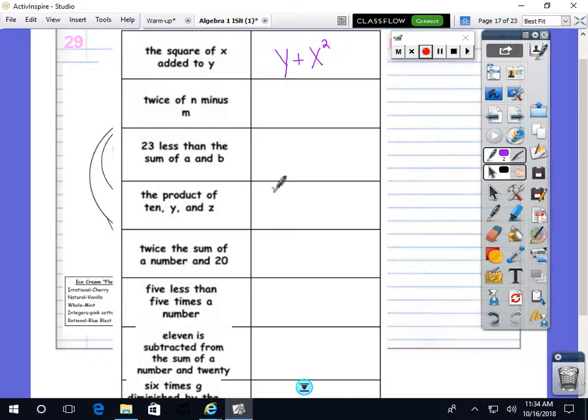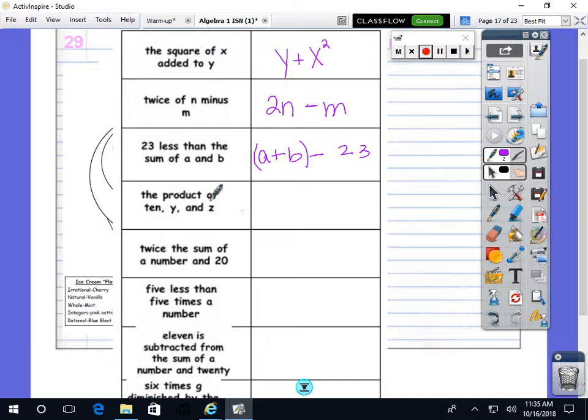Okay, twice of n minus m. What does twice mean? Okay, so what are we multiplying by 2? N. So 2 times n minus m. Okay, you with us? Okay, 23 less than the sum of a and b. How do we write 23 less than? Right, and the 23 is being minus from what? A and b? Or a plus b? Is that the final answer? Right, we are not just subtracting 23 from b, we're subtracting it from the sum. So you put the entire sum in parentheses. Y'all getting the hang of it?